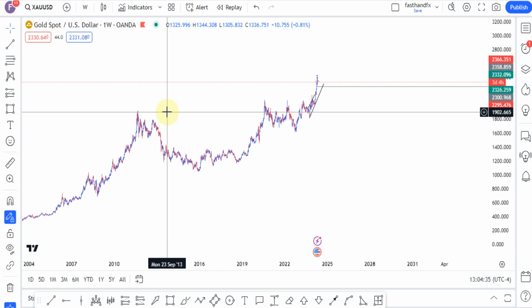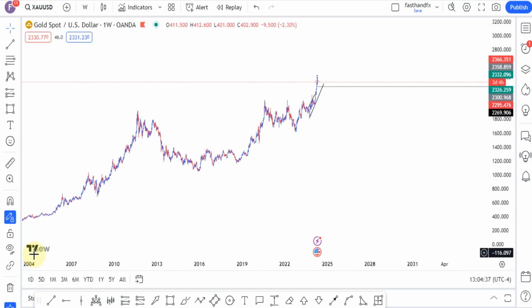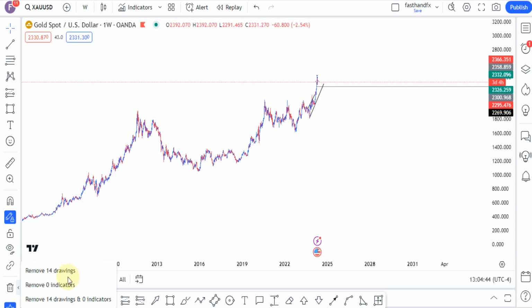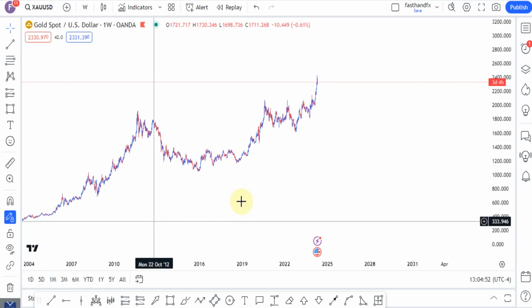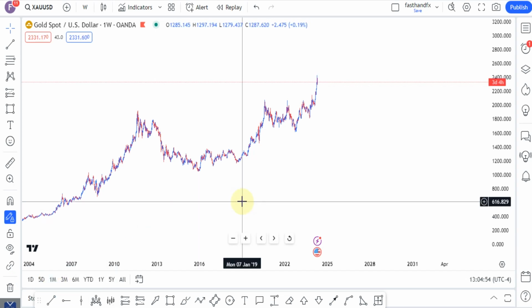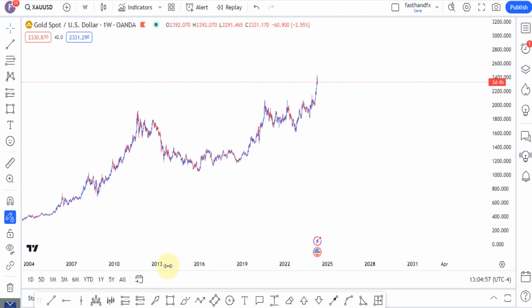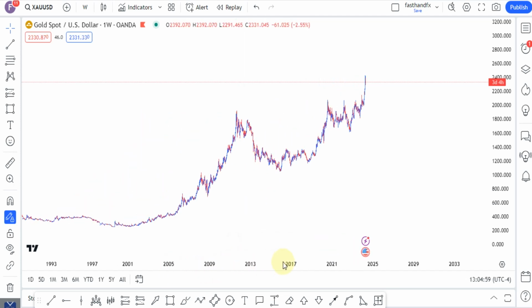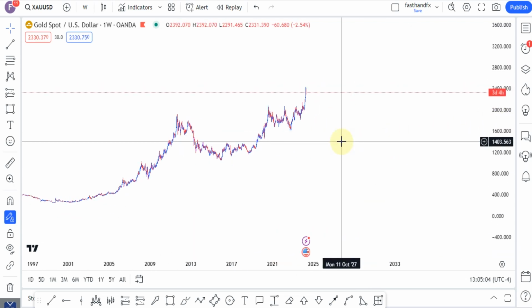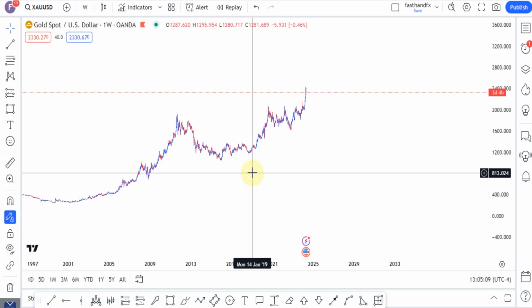Yeah, so as you can see, this is a weekly time frame. I'll just remove the drawings that I had in this already. If you can see, this is the daily time frame, and when I zoom in my chart, you can see there are some patterns already in the market, telling us what the market is about to do.